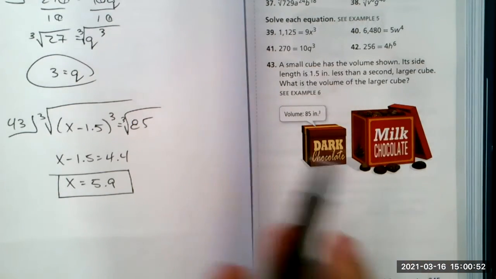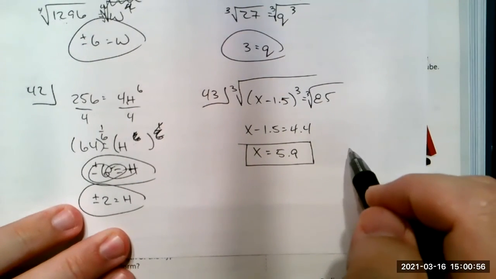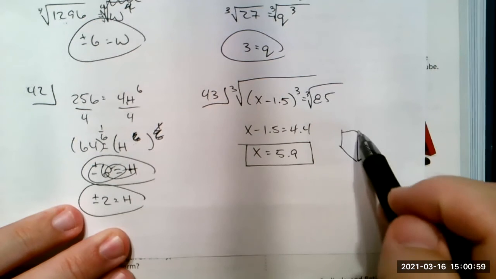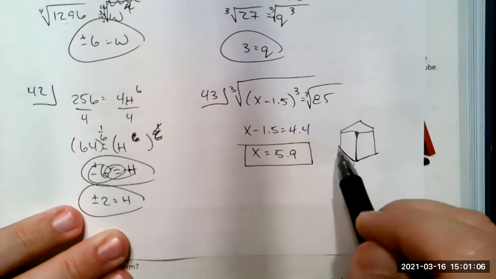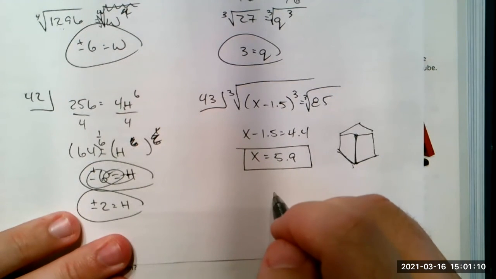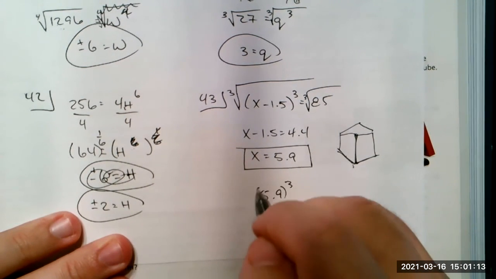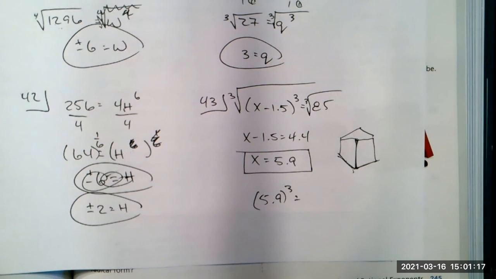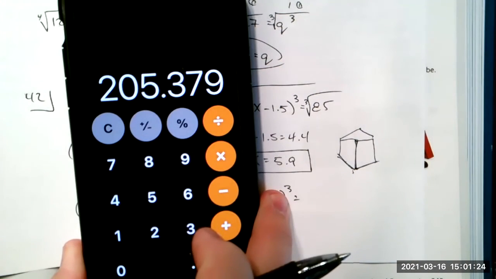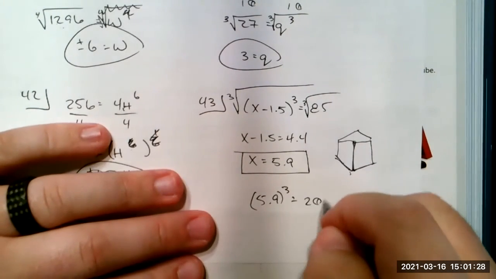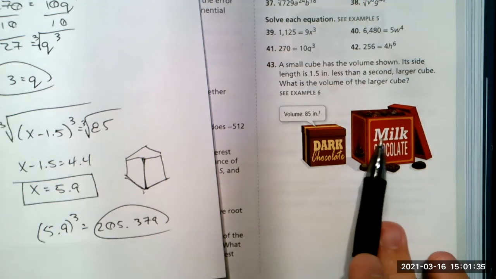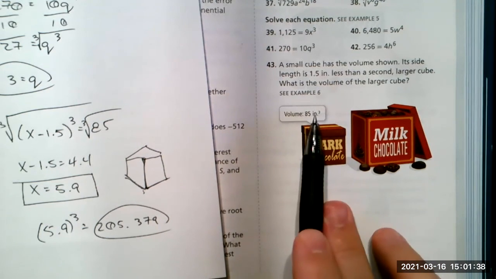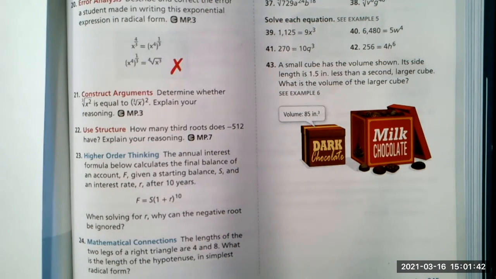Larger cube, what is the volume of the larger cube? If I have a cube, that's just kind of the corner of it. I can't draw cubes, but you get the point, right? That means the height is 5.9, the width is 5.9, the length is 5.9, all the dimensions are 5.9. So I would take 5.9 and cube it, and that would give me, unless I screwed it up, 205.379. So the volume of the larger cube is 205.379 inches cubed.